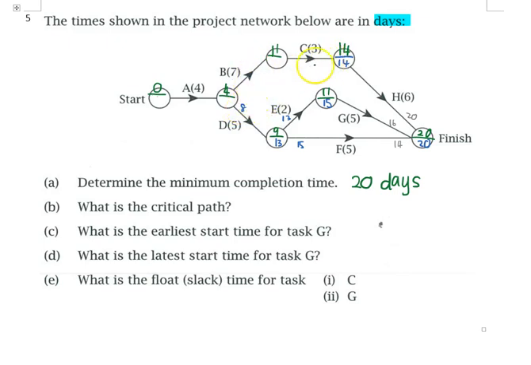So let's look at the other one. 14 minus 3, 11. 11 minus 7 is 4. Between 4 and 8, of course I choose 4. And 4 minus 4 becomes 0.